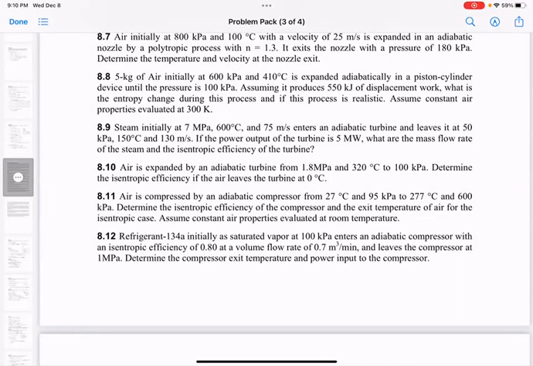So next we're going to look at a question about isentropic efficiency. We're going to look at question 8.11. Air is compressed by an adiabatic compressor from 27 degrees Celsius and 95 kilopascals to 277 degrees Celsius and 600 kilopascals. Determine the isentropic efficiency of the compressor and the exit temperature of air for the isentropic case. Assume constant air properties evaluated at room temperature.